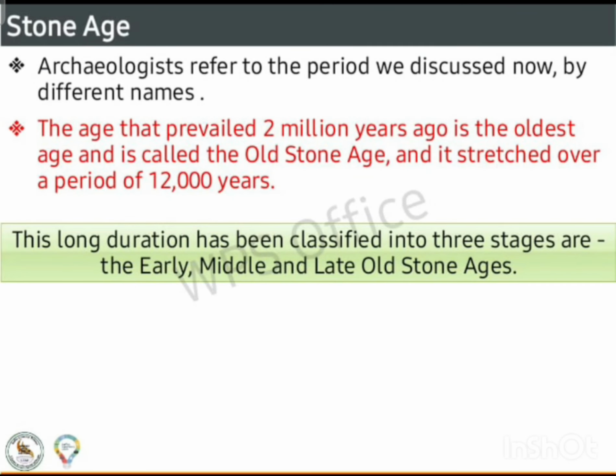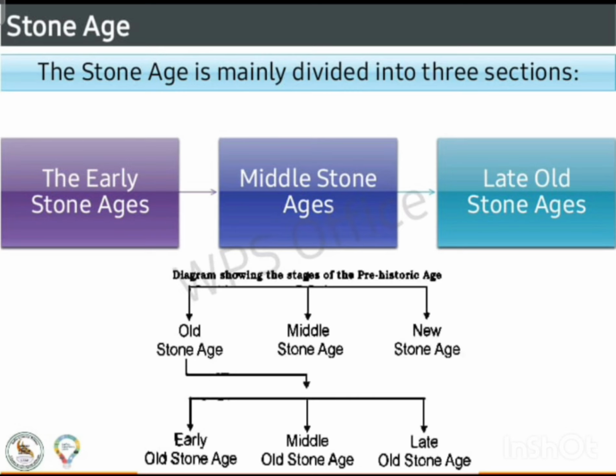Stone Age. Archaeologists refer to the period we discuss now by different names. The age that prevailed 2 million years ago is the oldest age and is called the Old Stone Age. This long period has been classified into three stages: the early, middle and late Old Stone Age.